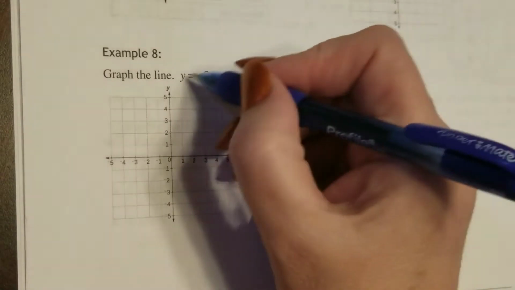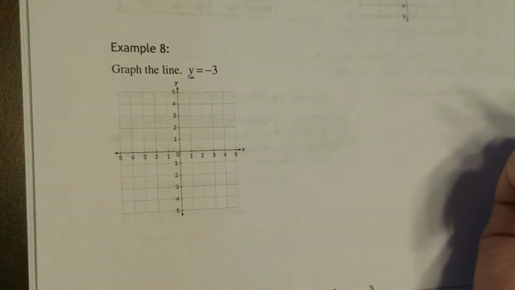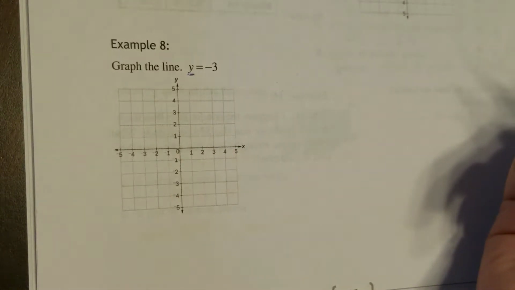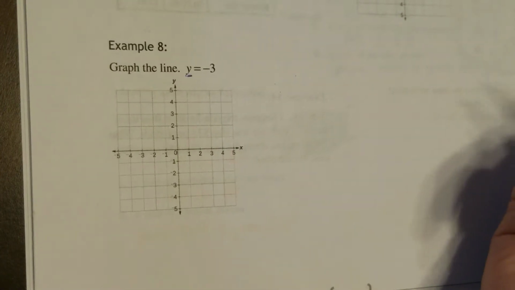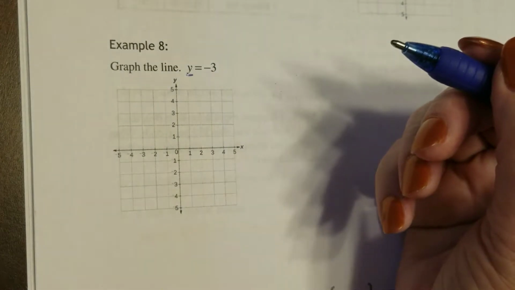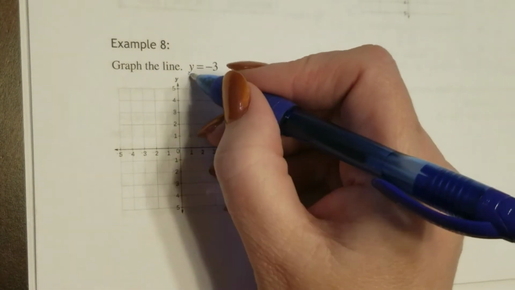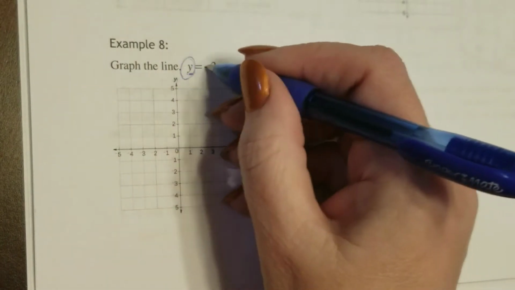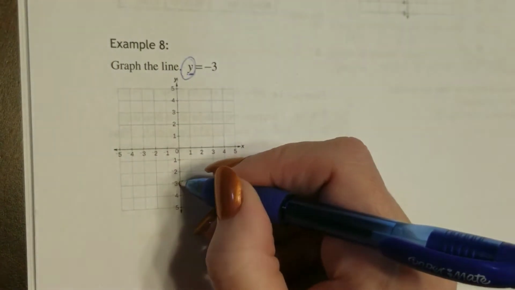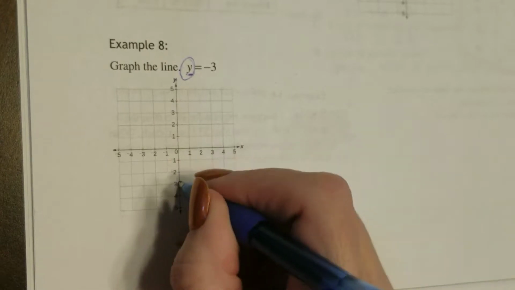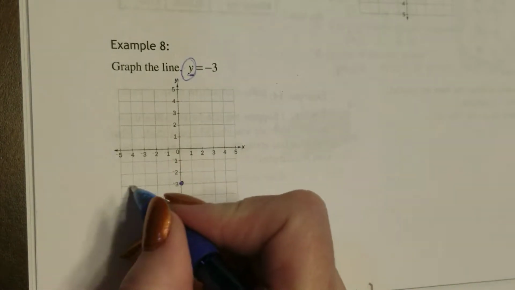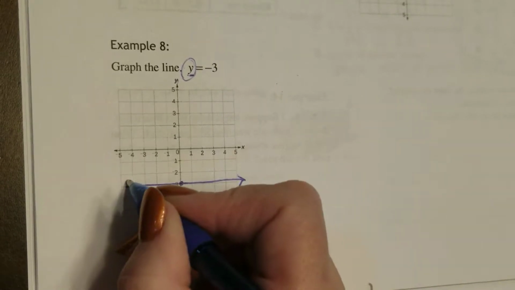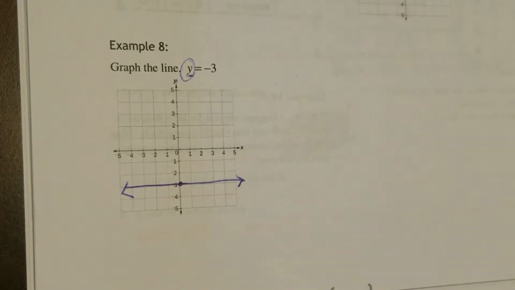When your line has only an X or only a Y and there aren't both of them, that means it's going to be horizontal or it's going to be vertical. And if you have trouble figuring that out, look at this variable, that's this axis, and Y has to be negative 3, which is right here. So if I have to cross the Y axis, I have to go across it horizontally. So this is going to be a horizontal line at Y equals negative 3.